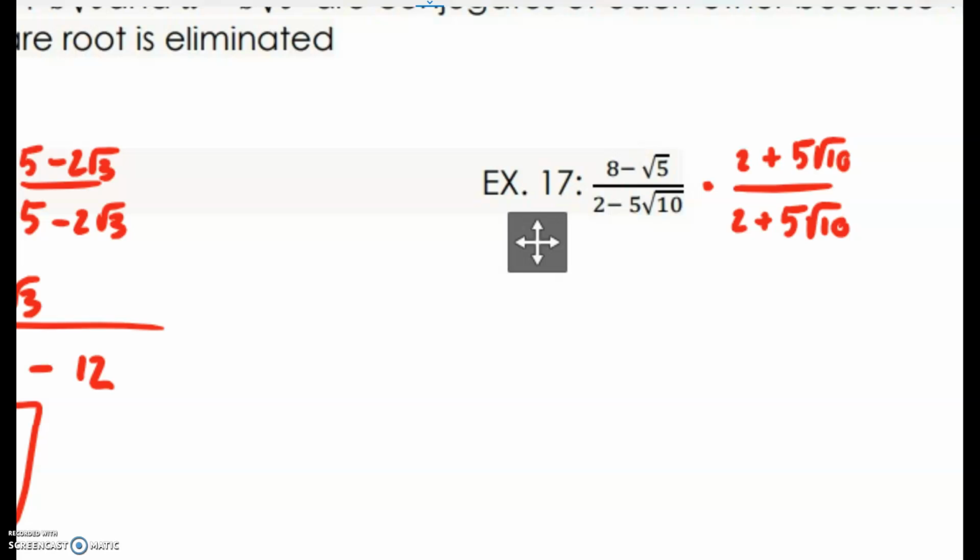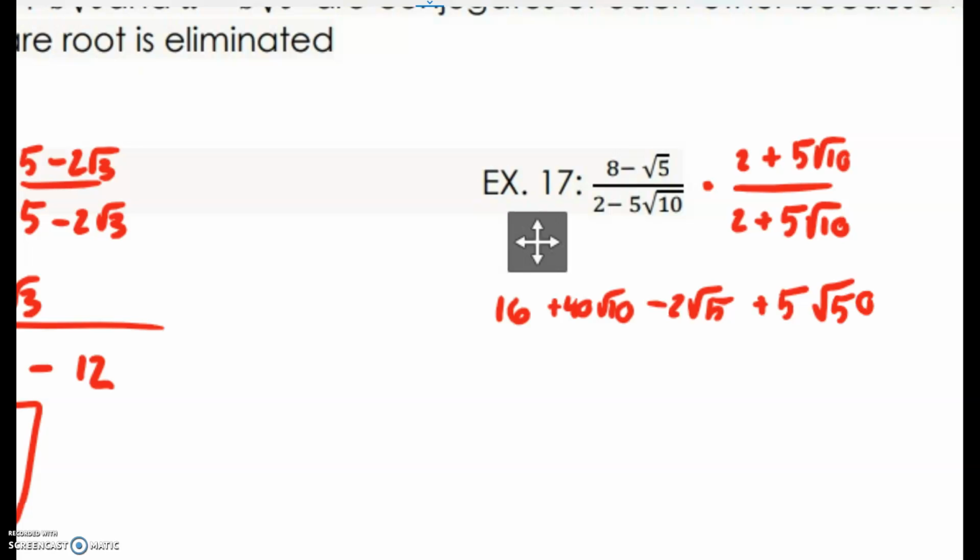So the top I am going to have to distribute since it's two binomials. 8 times 2 is 16. 8 times 5 is 40 radical 10. Negative radical 5 times 2 is just negative 2 radical 5. And then negative radical 5 times radical 10, still have the 5 out here, is radical 50.